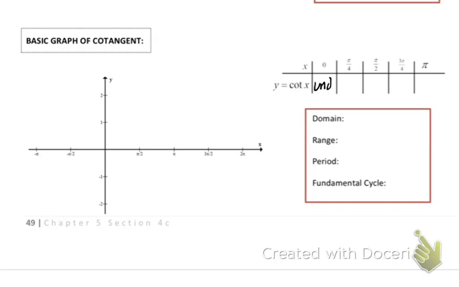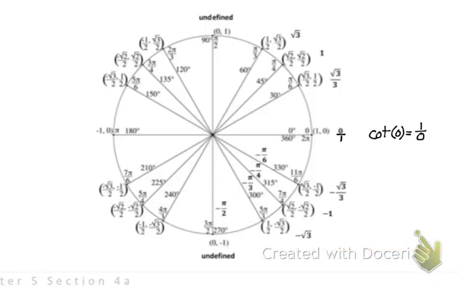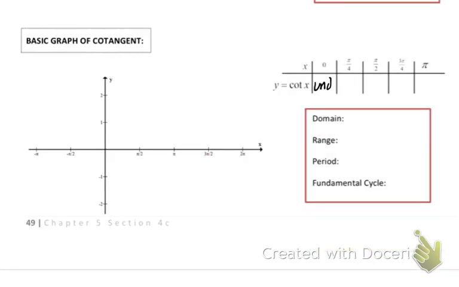That means at pi, my tangent value at pi would also be 0, so my cotangent must also be undefined. All right, can someone give me my cotangent value at pi over 4?